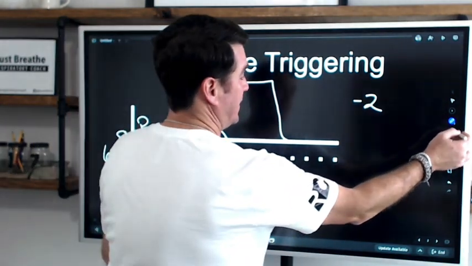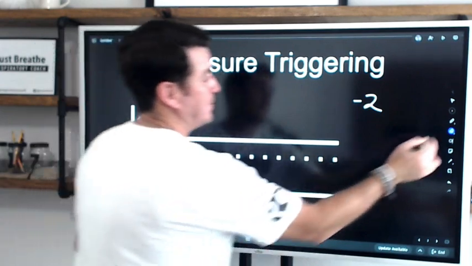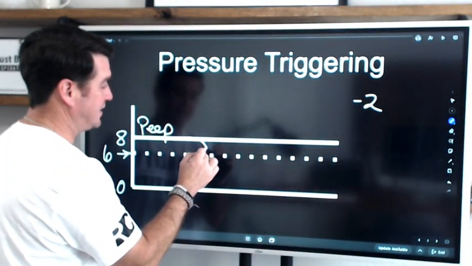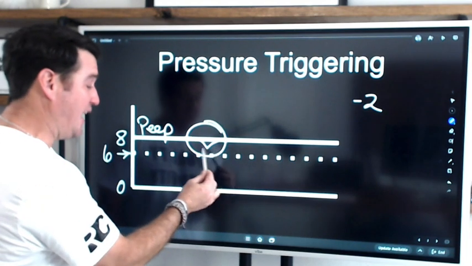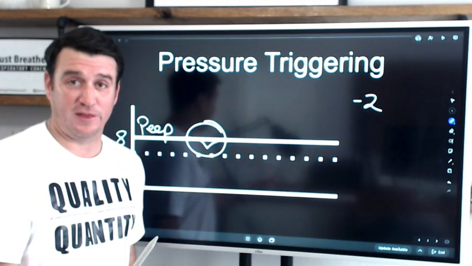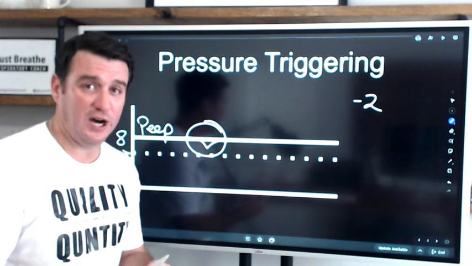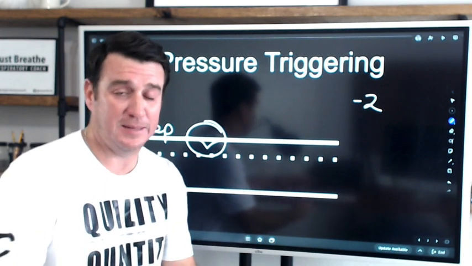Now, if we take this backwards and we do it another way, let's say the patient is breathing and they do something like this. Well, here you see where there was an effort to initiate a breath, but the change in pressure wasn't great enough to trigger the vent into recognizing that a breath is being attempted.